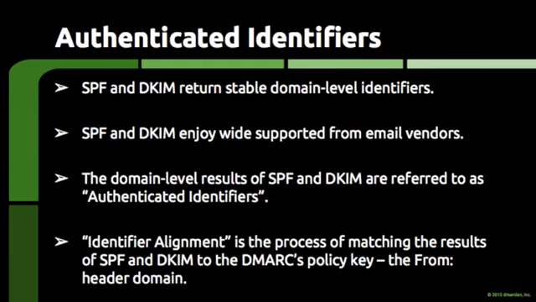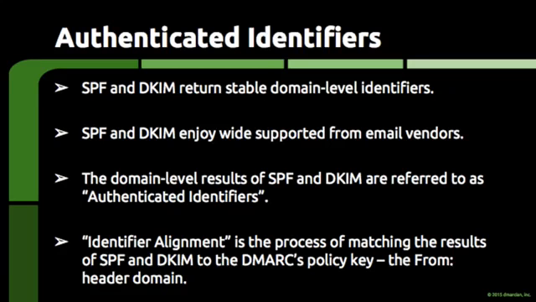A key concept of DMARC is identifier alignment. This is just a fancy way of saying that the results of SPF and DKIM need to be related to the DMARC domain to be useful. The main reason for this is because receivers need a simple way to understand if the results of SPF and DKIM are relevant to the domain that DMARC keys off of.